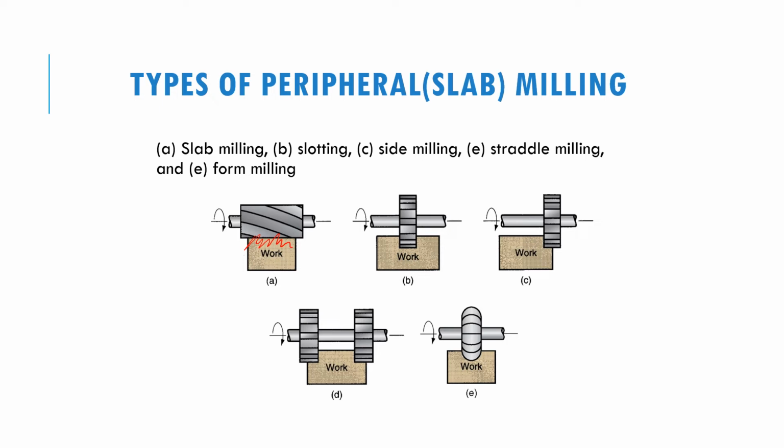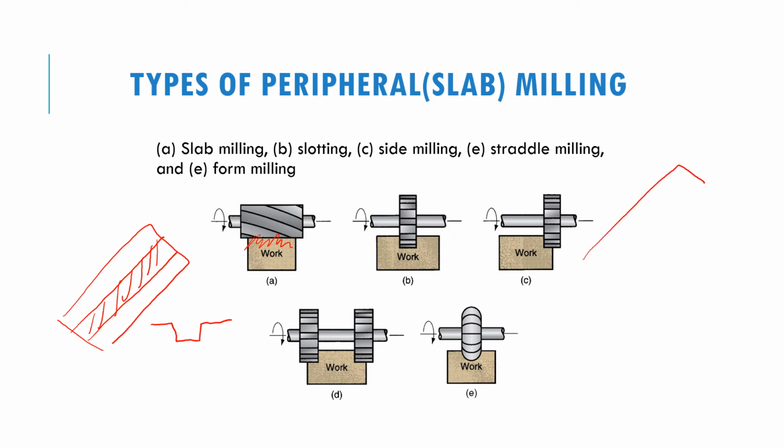Then B is slot milling. Slotting is a process where you want to create a slot on the workpiece. Let's say this one is like this, so that you want to create only this, like a hole inside. If you can see from the side, it might look like this. C is side milling, which is the same, only that it cuts on one side of the workpiece. Let's say they just cut on this area only. If you see it from the side, it's like this.